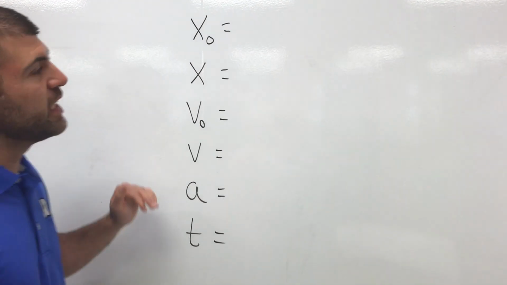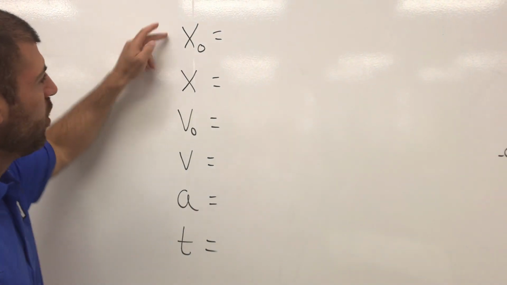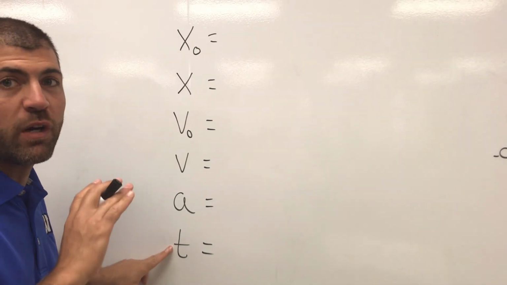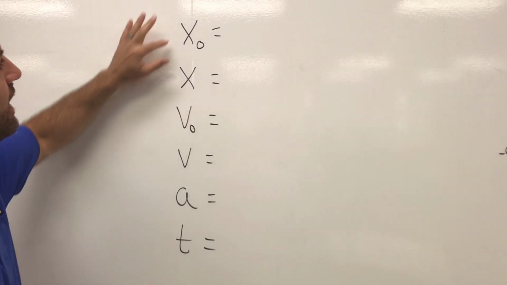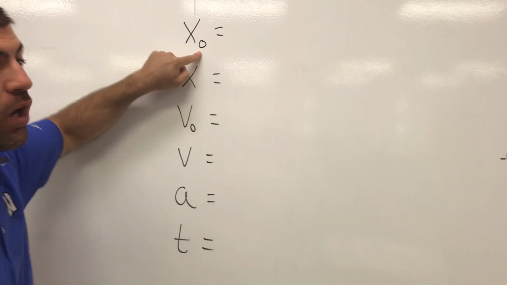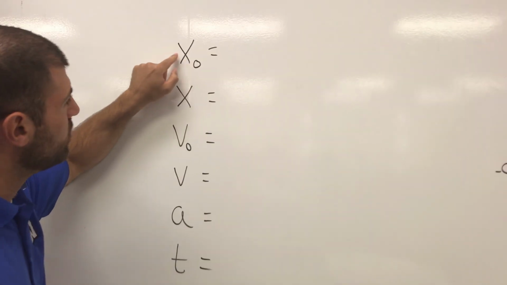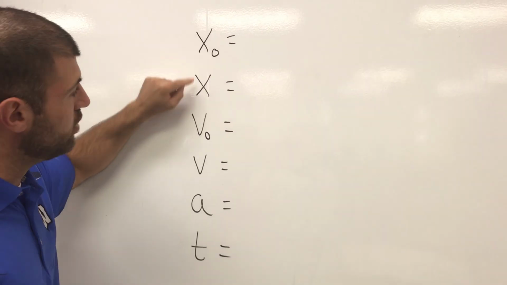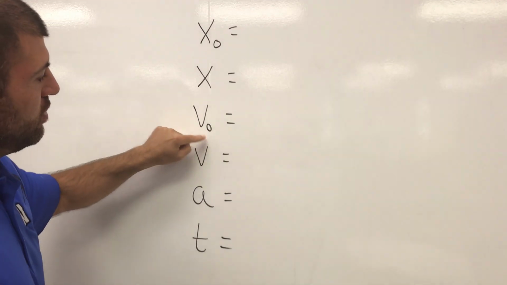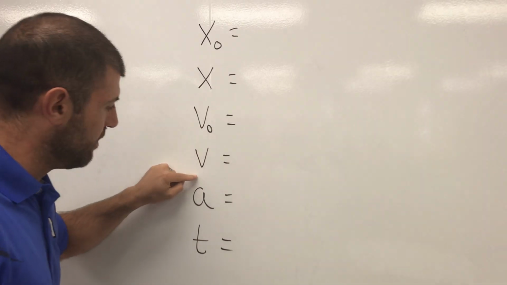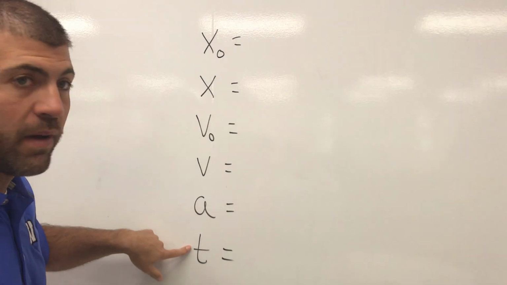All right, so this is gonna be our first kinematic problem. When we start any kinematic problem, we're always gonna use the same 6 variables. You write them down every single time. This little symbol right here is a not symbol. It just means initial. So this would be my initial position. This would be my final position. This is my initial velocity. This is my final velocity. This is my acceleration. This is my time.